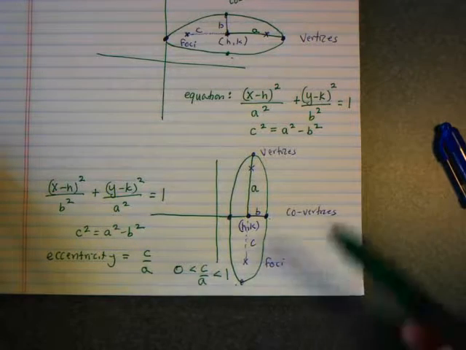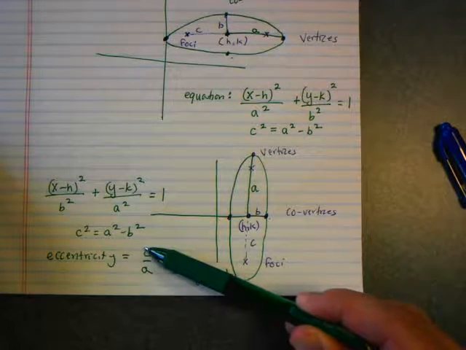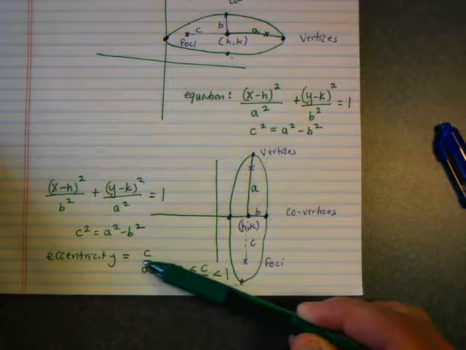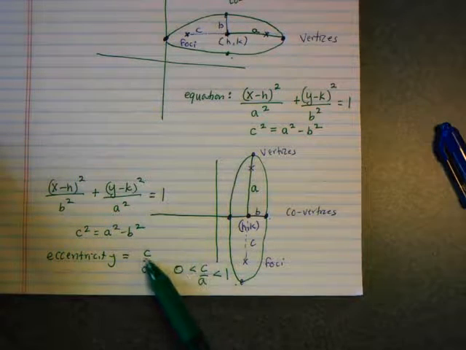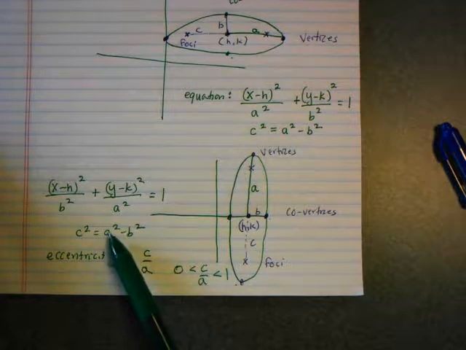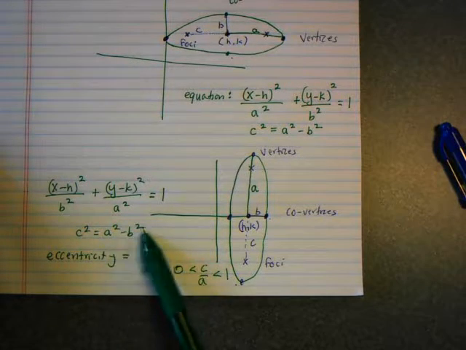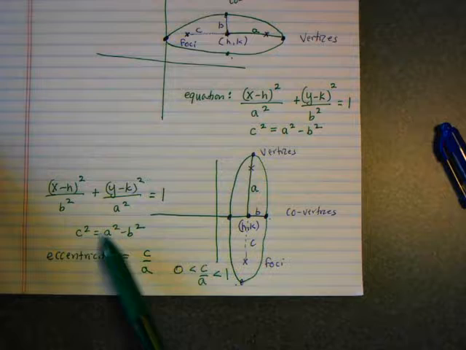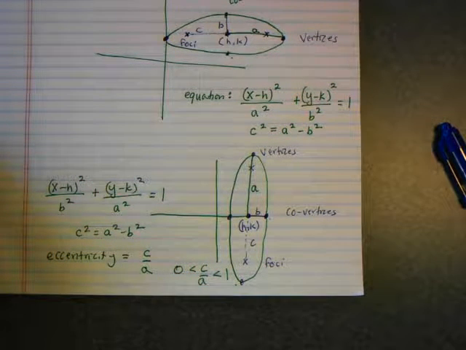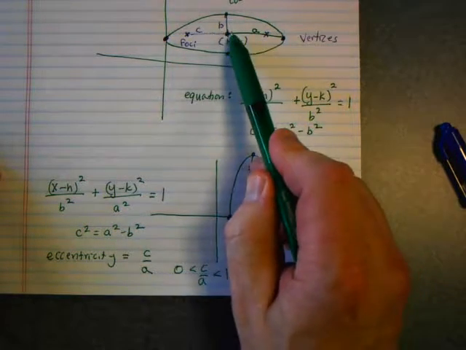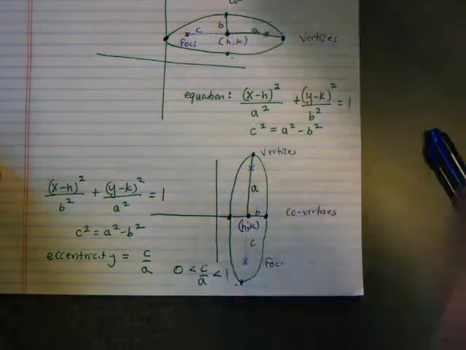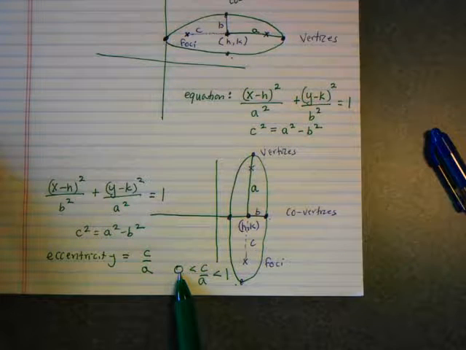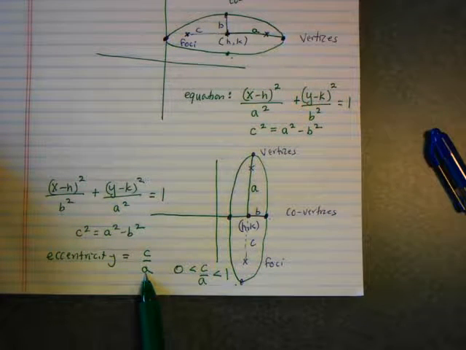What happens if this C number is close to 0? Well, C squared is computed as a squared minus b squared. So if C is close to 0, that means A and B have to be close to each other. So if A and B are close to each other, what does the ellipse look like? It looks very much like a circle. So when the eccentricity is close to 0, your ellipse looks very much like a circle.